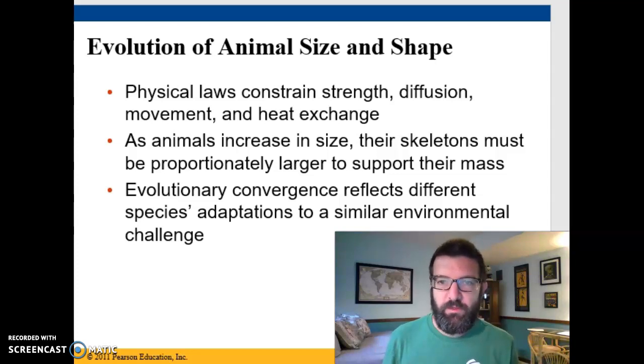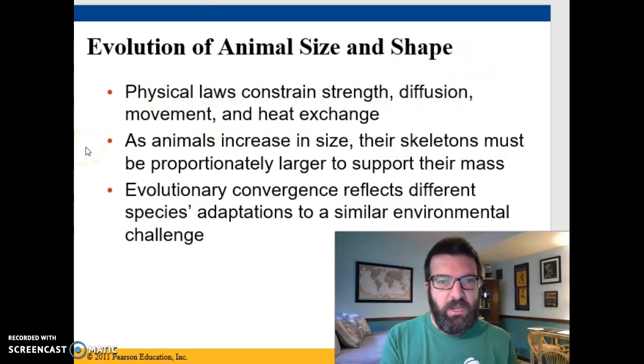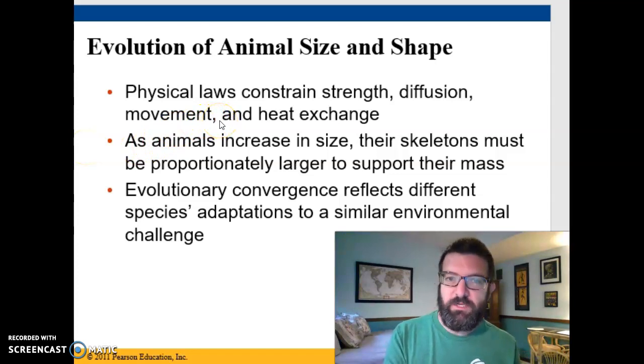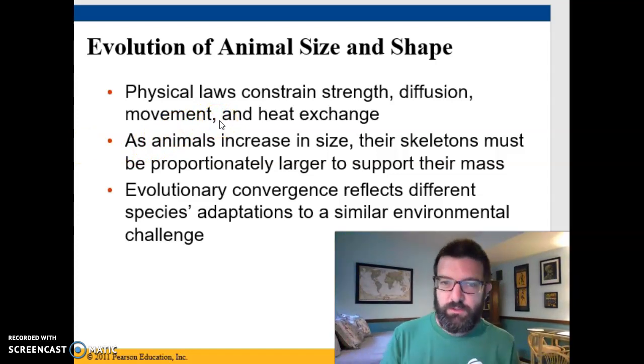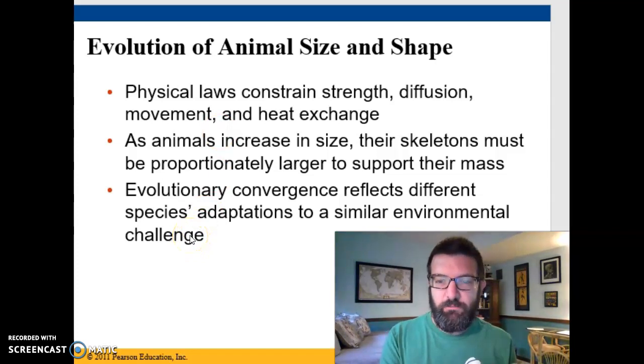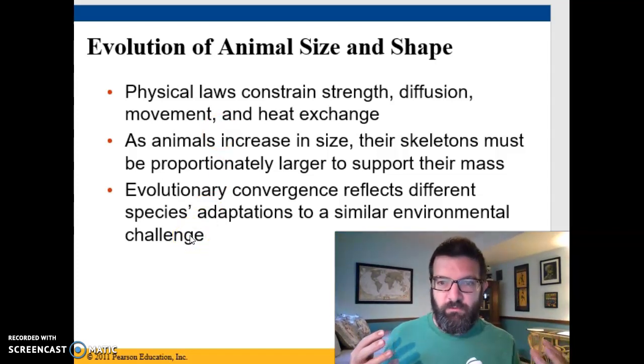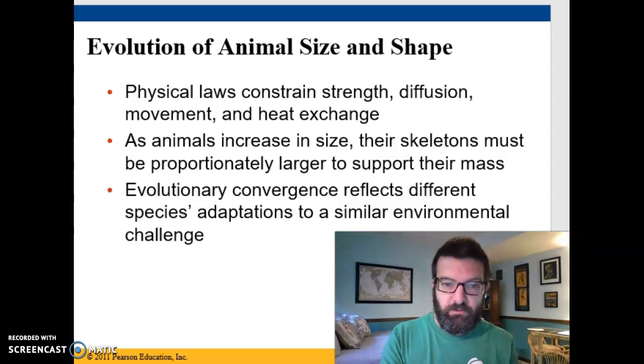We all have to deal with gravity, right? And we all have to deal with UV light, right? And whatever happens to be in our environment, right? We have to deal with the laws of diffusion and movement and heat exchange, things like that. As animals get bigger, their skeletons have to be proportionally larger to support bigger mass. And you also see a lot of convergent evolution, organisms that tend to evolve similar functions, similar structures, I should say, when they have to perform a similar function.